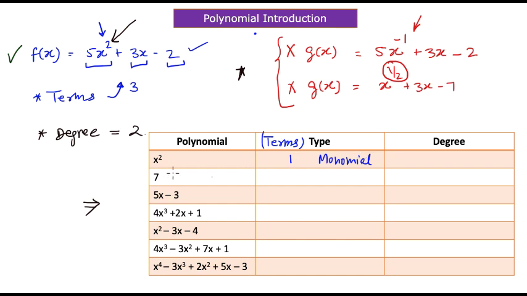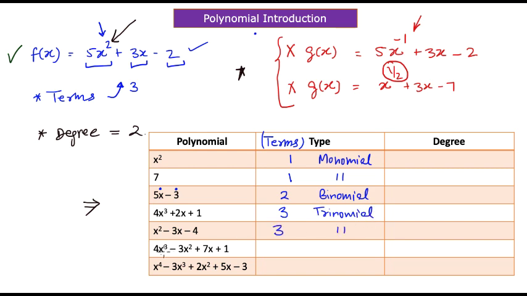Just like that, 7, one term, another monomial. Then you have 5x minus 3. It has two distinct terms. One of them is 5x, one of them is 3, the constant. Every constant is also a term. We learned about that, correct? So this will be a good example of a binomial. Now the next one, 4x cubed plus 2x plus 1. It has three distinct terms. So it will be 3 and this will be a trinomial.